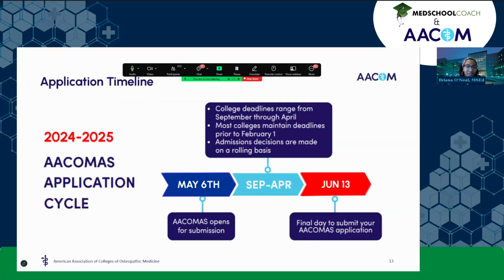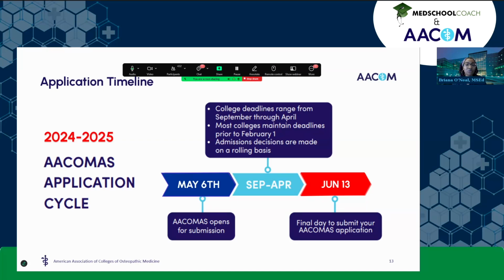So the first thing I will share is the application timeline. If you're planning to apply this year, the application is currently open. It opened on May 6th, and it's going to close on June 13th. Each college is going to have their own deadline within that window. So even though the cycle is open from May to June, that does not mean that all COMs are accepting applications from May to June. So you want to make sure that you are visiting each COM's website and keeping track of when their deadlines are, because those deadlines are going to vary.